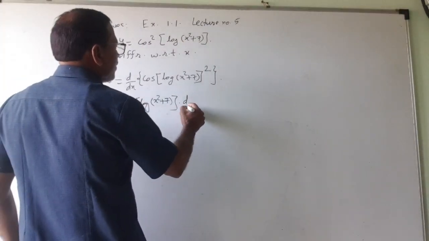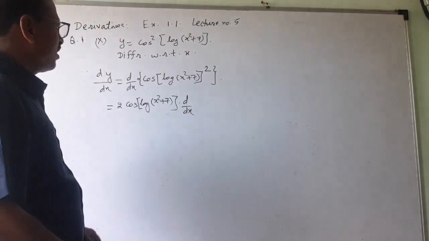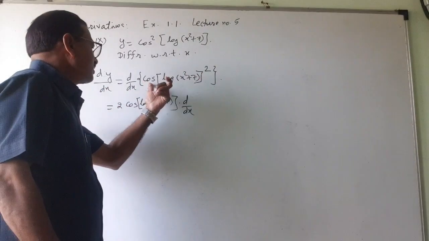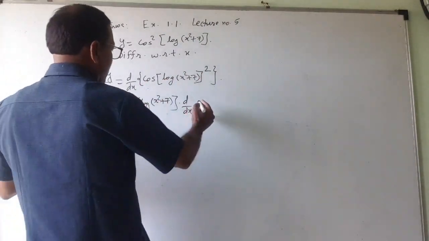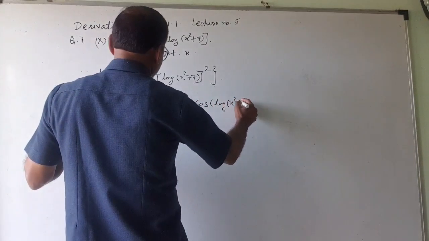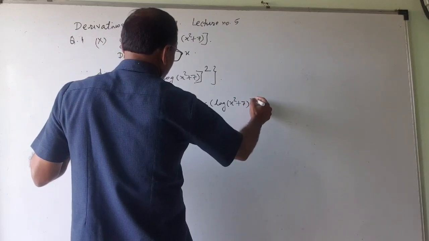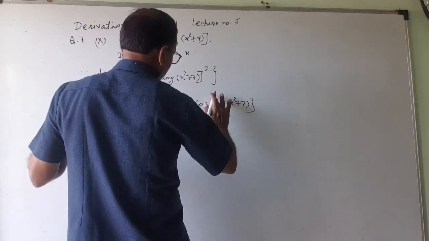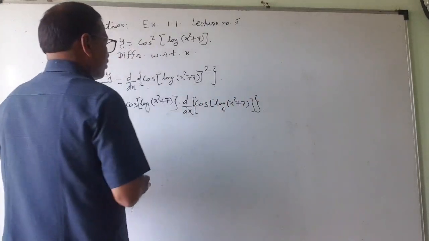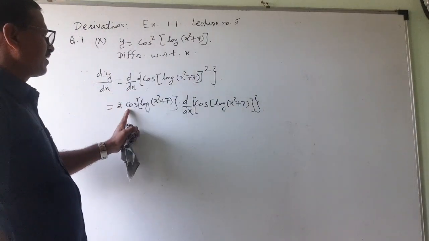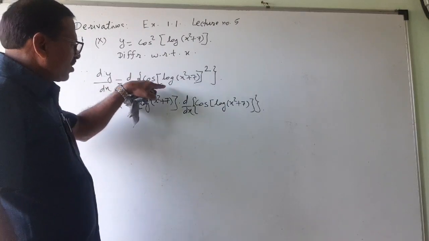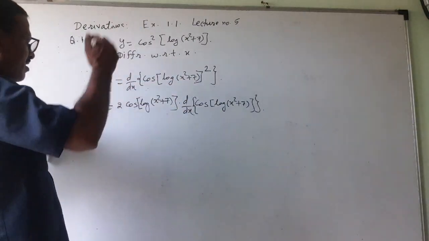Into d by dx of, whose derivative have I taken first? The power function. Now I have to take the derivative of this, so d by dx of cos of log of x square plus 7. Do you understand this well? I am going to take the derivative of this. First of all, the power function derivative, and then in sequence I will go: the cos, then log, then x square plus 7. This way I will complete the sum.